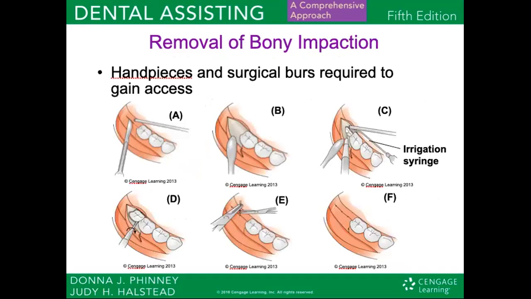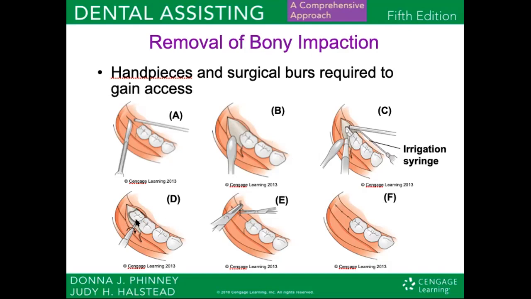So when we remove a bony impacted tooth, this is kind of the process. Sometimes a handpiece and surgical burrs are required to gain access. So starting with letter A, there will be an incision of the gum tissue. The gum tissue will be flapped back using some type of tissue retractor. They will then use handpieces and burrs to cut away the bone so that the head of the tooth is exposed. During that process, there will be irrigation happening, making sure to keep the area irrigated and also to lessen the chances of infection later.